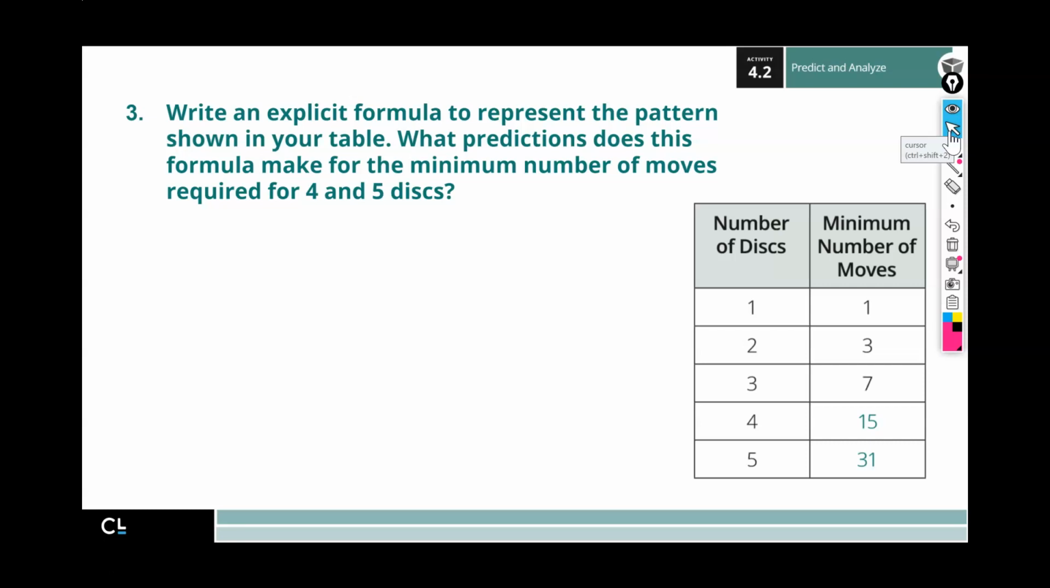Number 3, write an explicit formula to represent the patterns shown in the table. So an explicit formula, m to the nth power, is 2 to the nth power minus 1. Assuming n is greater than or equal to 1, and n is a positive integer. So notice the difference between your explicit and your recursive.